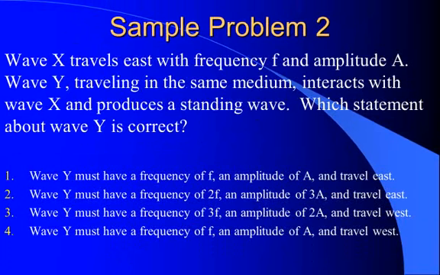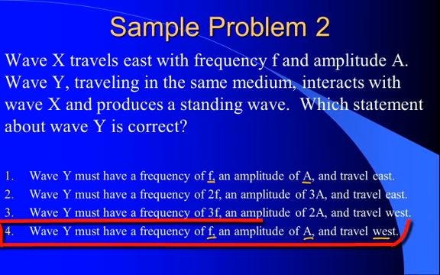Here's another example. If wave X travels east with frequency F and amplitude A, wave Y, traveling in the same medium, interacts with wave X to produce a standing wave. What statement is true about wave Y? Well, we know if it's going to create a standing wave, it has to have the same frequency, the same amplitude, and be traveling in the opposite direction. So, must have a frequency of F, choices 1 and 4, an amplitude of A, choices 1 and 4, and has to be traveling in the opposite direction. So its direction has to be west. The correct answer must be 4. To produce a standing wave, you need 2 waves with the same frequency, amplitude, and traveling in opposite directions in the same medium.